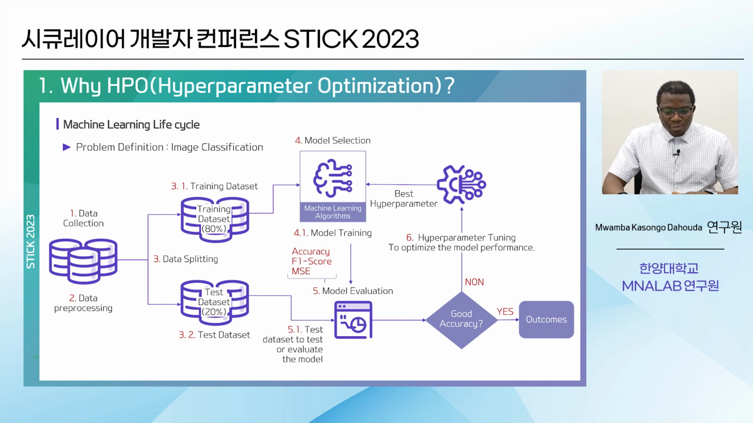We need to prepare data for machine learning by splitting the data into two subsets, typically a training set and a test set. Then we select a machine learning model for our problem. Next, we train the model, which means feeding the model with input data, adjusting its parameters to learn patterns and make predictions.